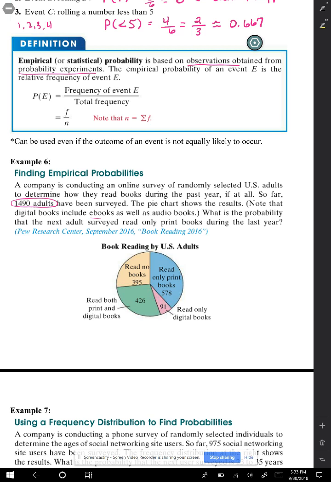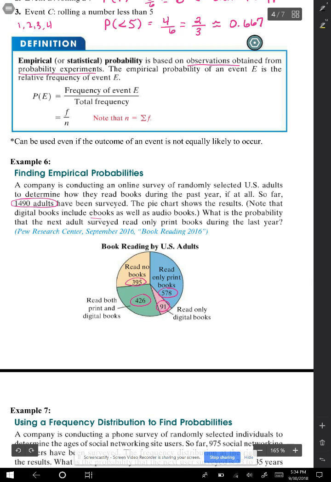So what we're looking for is the total number, which is 1490. If you want to check and make sure, but they told you in the problem, so you don't really have to check it. But if you added 395, 426, 578, and 91, so if you were doing a problem and they didn't give you the total number, you would need to add those up to get the total.